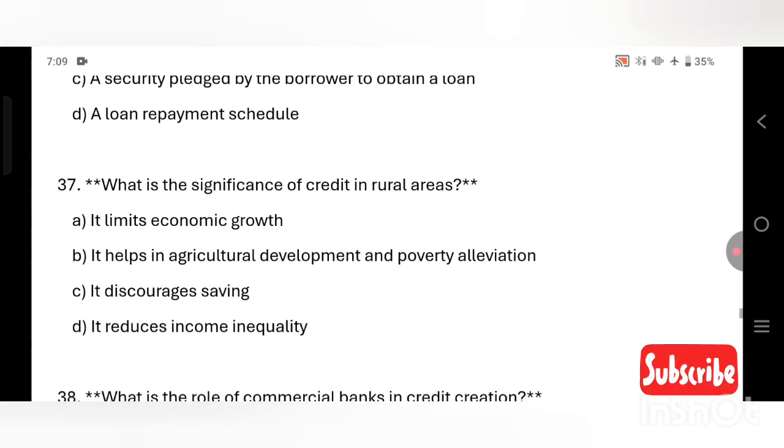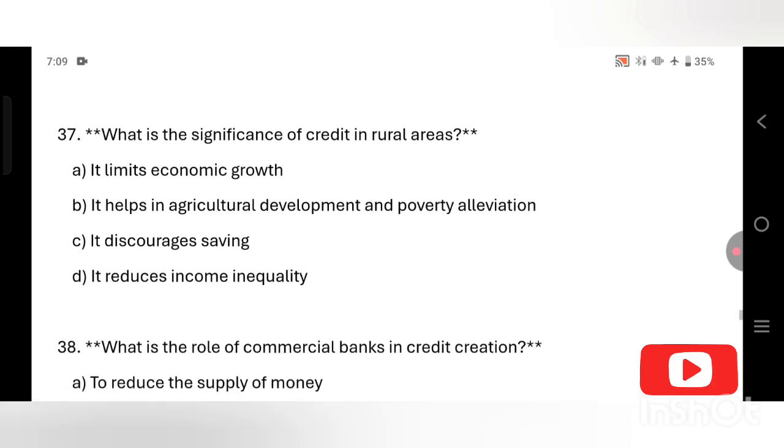Question number 37. What is the significance of credit in rural areas? Option A, it limits economic growth. Option B, it helps in agricultural development and poverty alleviation. Option C, it discourages savings. Option D, it reduces income inequality. The correct answer is B, it helps in agricultural development and poverty alleviation.